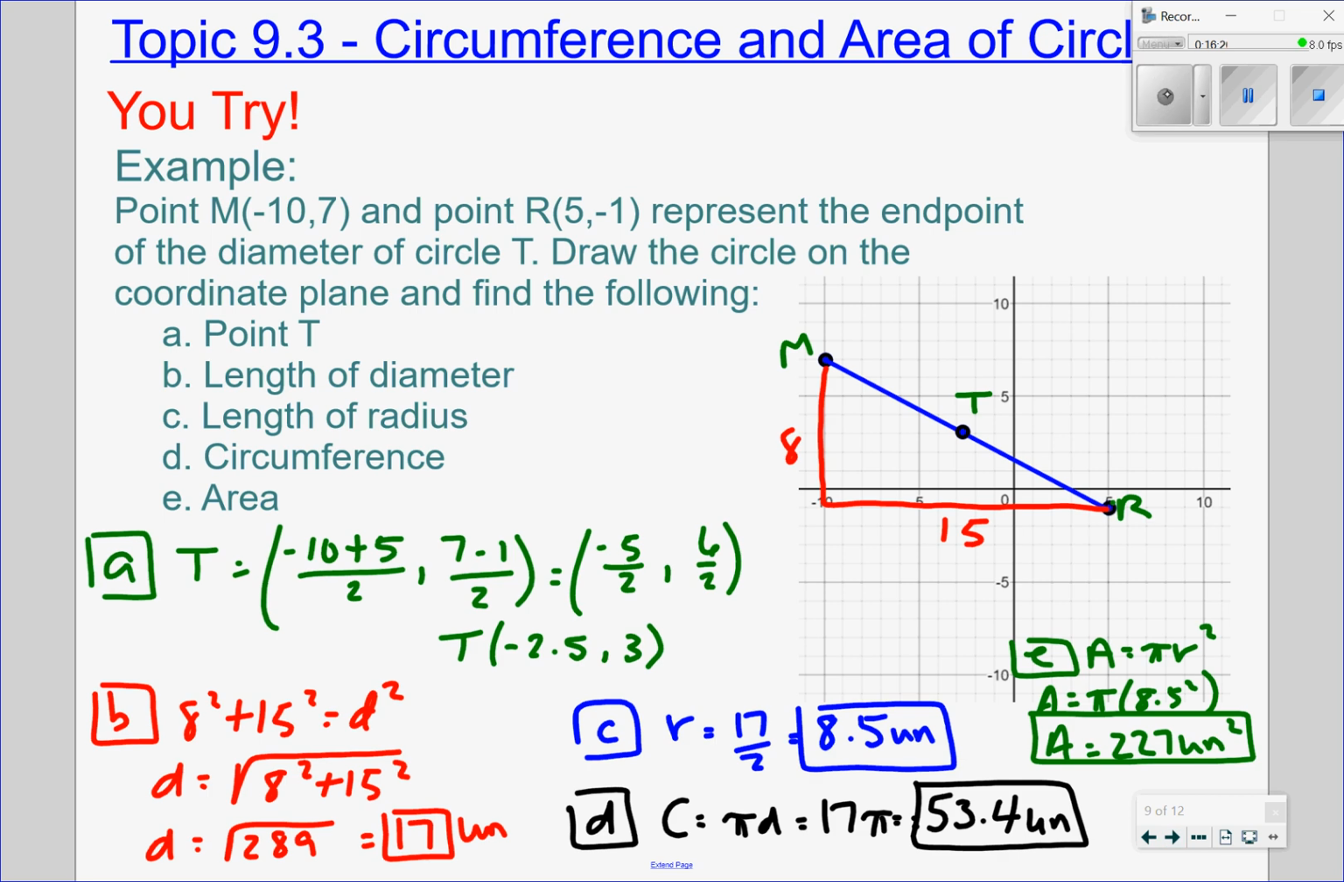Checking your work, you should see here that our center point T is located at (-2.5, 3). Obviously we have a 17 unit long diameter, which means that the radius is half at 8.5, and then substituting those values, you get a 53.4 unit circumference, and then you get a 227 square unit area of that circle. So make sure you check your work there, and you probably have a much better sketch of a circle on your graph.